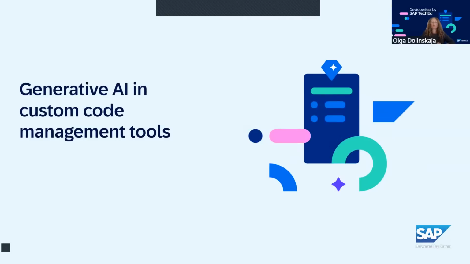Having said this, let's now switch to a completely different topic. We will talk about generative AI in custom code management tools. And this is a pretty important topic, especially for customers who are looking for support for custom code migration to S/4HANA during system conversion projects, and for the clean core. We are working on these topics to support you with generative AI capabilities.